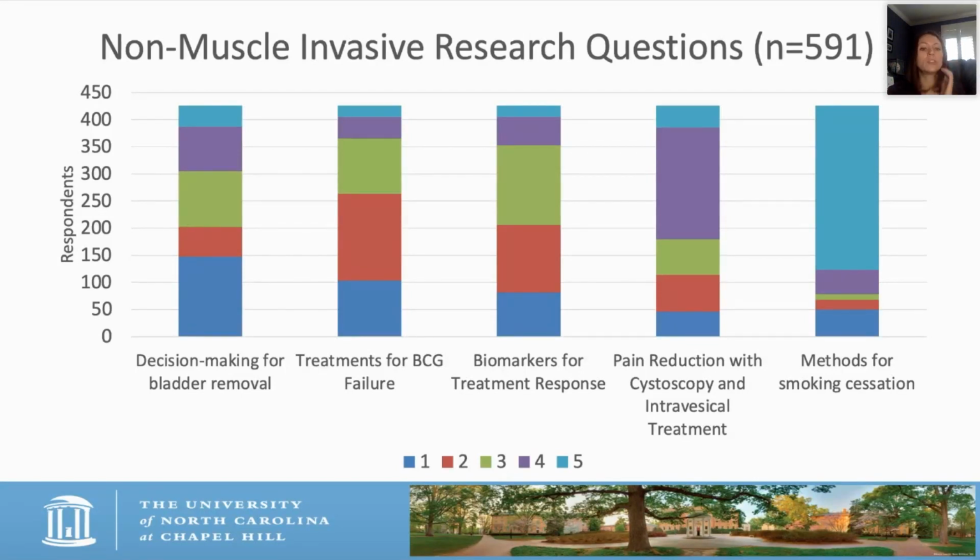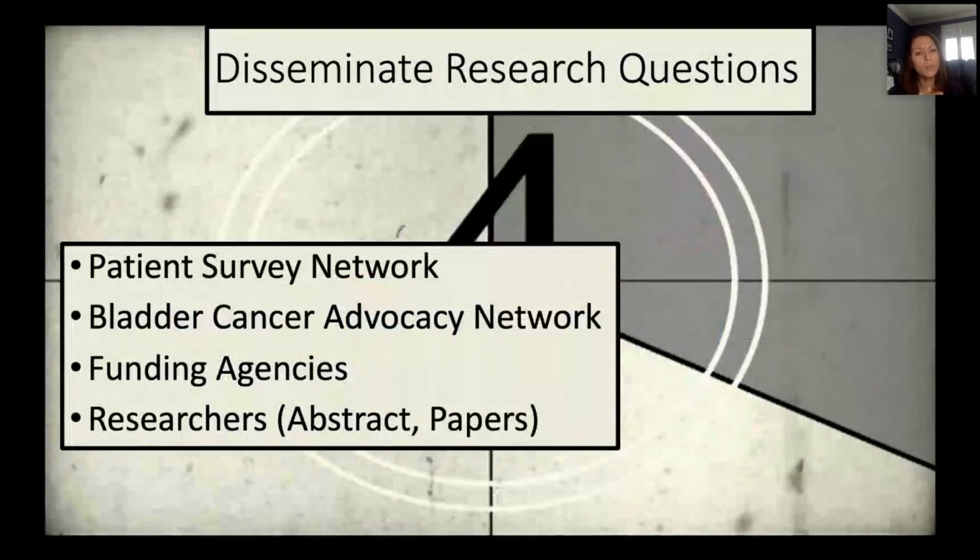And the second question, treatments for BCG failure, was the same, number 1 and number 2 most commonly ranked questions. All right. Once we had that, now we need to disseminate the research questions. We need to do something about it. So we did that a couple of different ways. Most importantly, we gave it back to the patients.